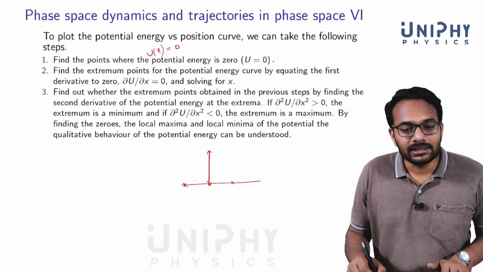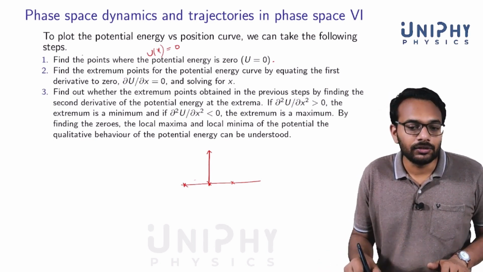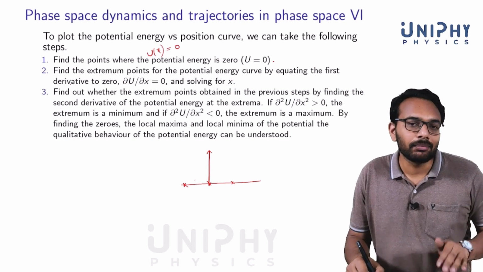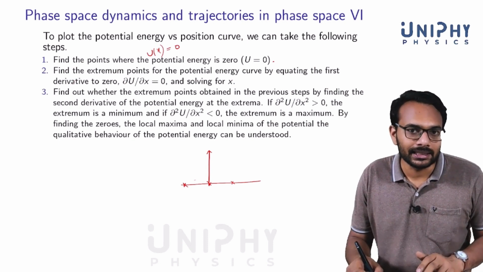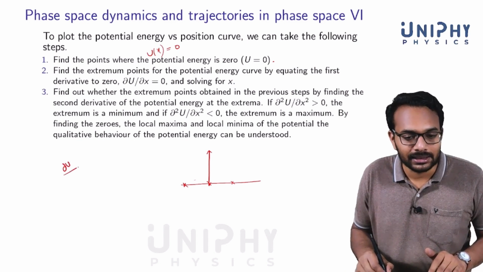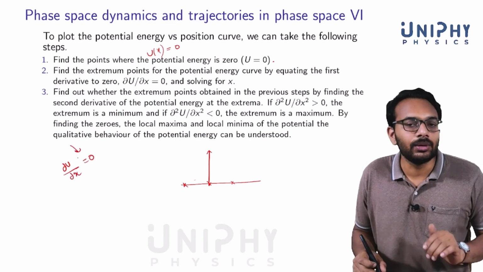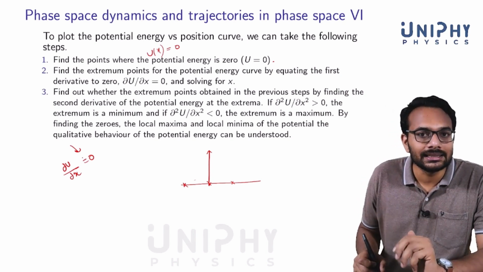Now the next step is to find the extremum points for the potential energy curve, the maxima and minima. How do you do this? You know how to find the extremum. You just take du by dx equal to 0. Solve this and you will get the points where the potential energy is an extremum.